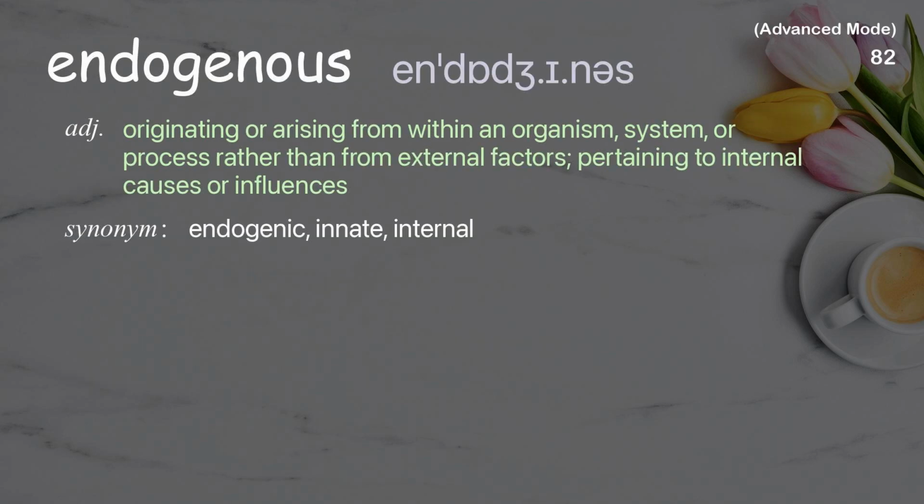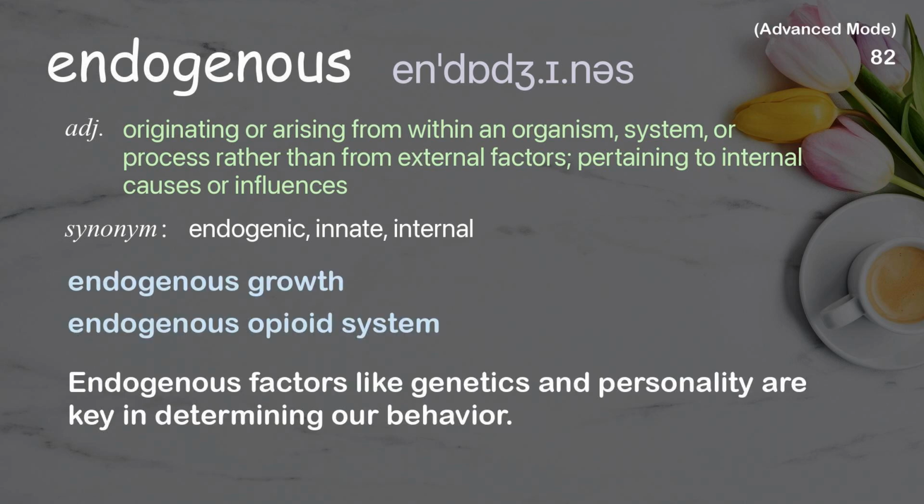Endogenous. Originating or arising from within an organism, system, or process rather than from external factors, pertaining to internal causes or influences. Examples: endogenous growth. Endogenous opioid system. Endogenous factors like genetics and personality are key in determining our behavior.